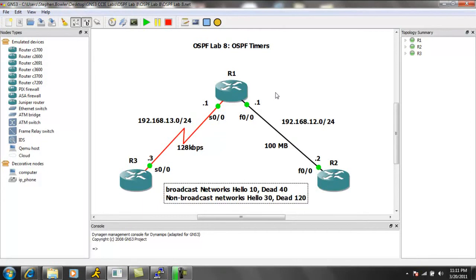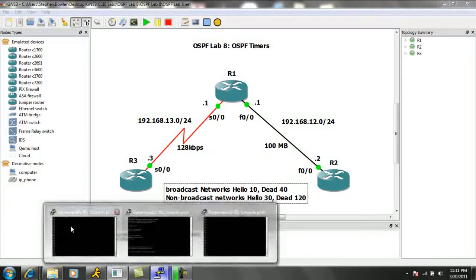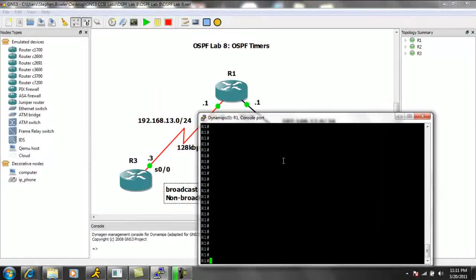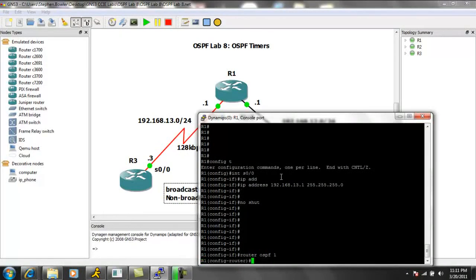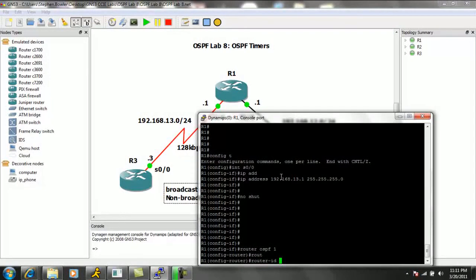So what we're going to look at in this lab first, let's go ahead and get into router 1. We'll go ahead and set up router 1 first. We'll set up the connection between router 1 and router 3. So the first thing is we'll go under the serial interface, give it the IP address 192.168.13.1/24. Do a no shut on the interface, and then we'll go ahead and create our OSPF instance. First off, good OSPF practice is to give it a router ID. So we'll give OSPF the router ID on R1 of 1.1.1.1.